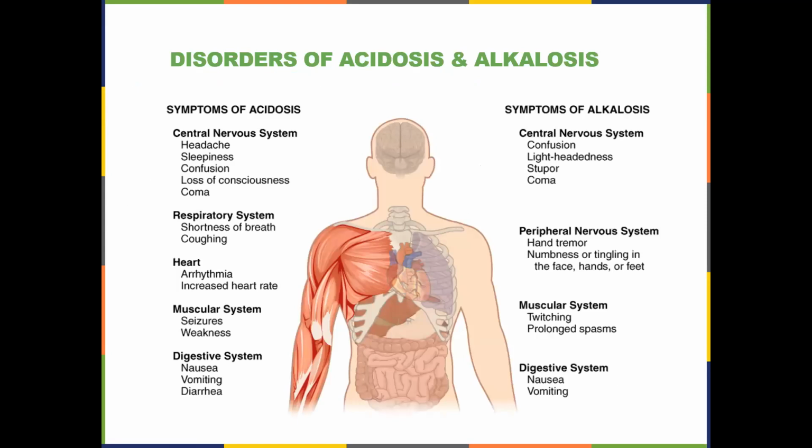Acidosis, some of the classic symptoms: shortness of breath, increased heart rate, maybe seizures, nausea, vomiting, diarrhea, loss of consciousness, all sorts of bad things that are happening. Alkalosis: confusion, lightheadedness, tremors, twitching, spasms, nausea, and vomiting. Neither one of these are good conditions.